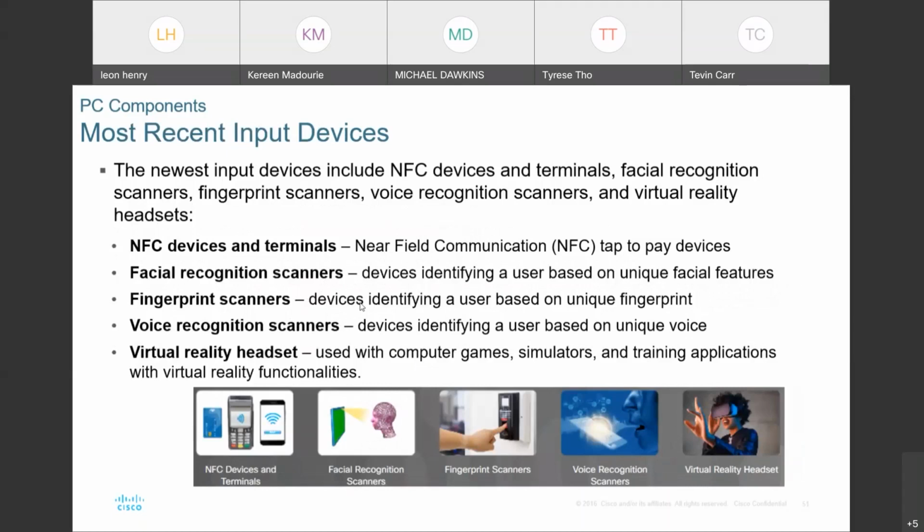All right, so most recent, we have NFC. Did we talk about NFC last week, class? We did. The newest input devices include NFC devices and terminals, facial recognition scanners, fingerprint scanners, voice recognition scanners, and virtual reality headsets. Back in the days when we talked about somebody doing a fingerprint scan, it sounded like it was far away. And we talked about facial recognition, even retina scans, right? Those things sounded far-fetched into the future, but they are right here with us now and have been for a while.